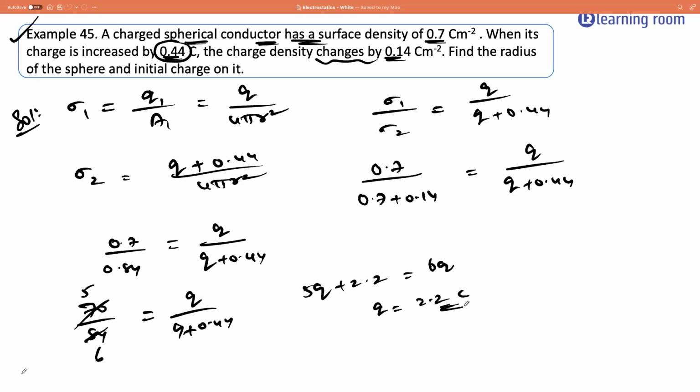So find the radius of the sphere. How to find the radius of the sphere? Take sigma 1 equal to Q divided by 4 pi r square. So sigma 1 is 0.7 is equal to Q, which is 2.2, divided by 4 pi into r square. Rearrange in the calculator. That part I'm leaving. I hope the concept is clear, right? So next time this kind of problem, you will be able to handle it.